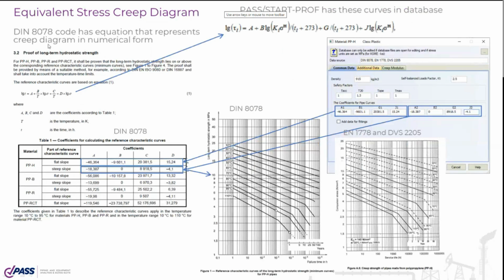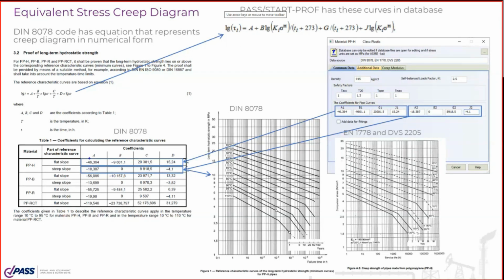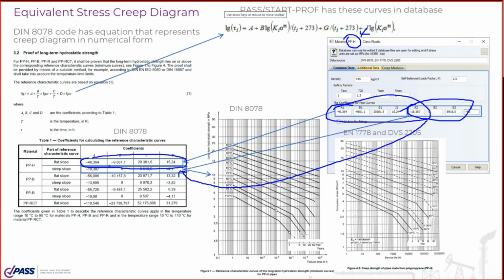And also here you can see the DIN code, which also contains such a characteristic equation and values of the factors which are used in this equation. So you can compare it with the StarProf database. You see the values are the same for PPH material, for example. And that value is equal to this one. Okay.